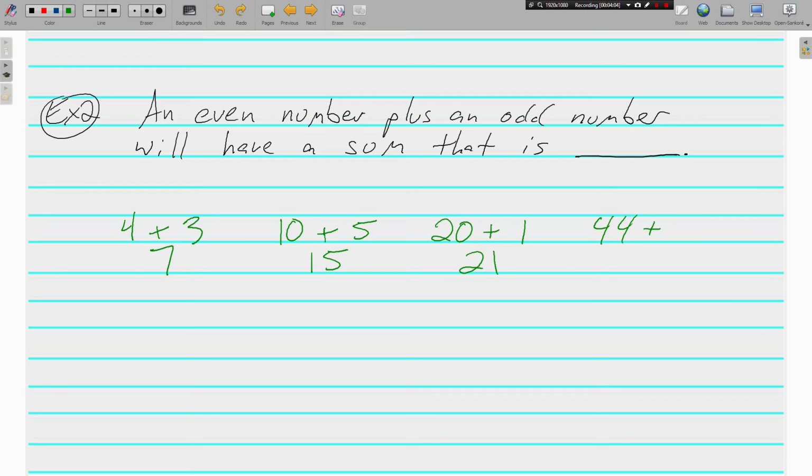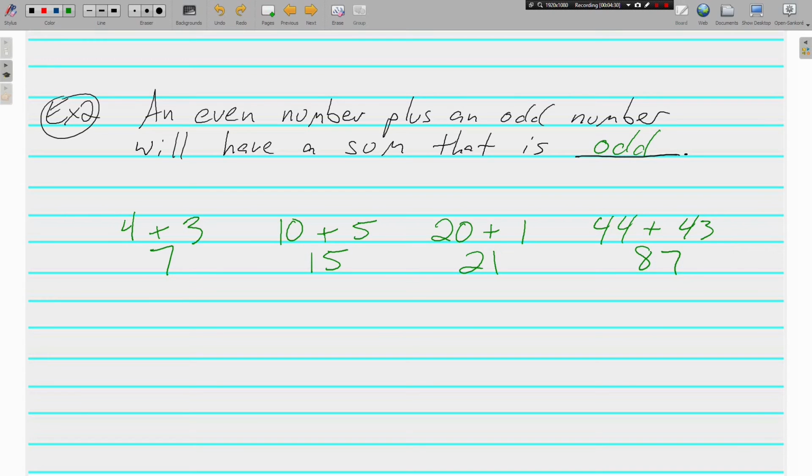44 plus 43, that's odd. Even plus odd, let's see, this is 87. Well, I'm going to go with odd. What these 4 problems have in common is even plus odd every time it equals an odd number.